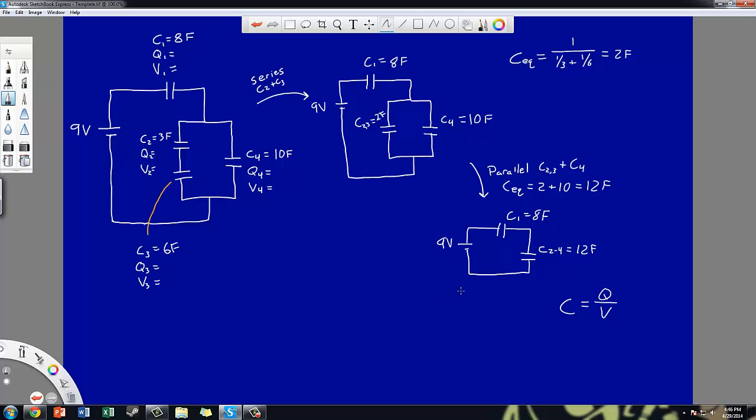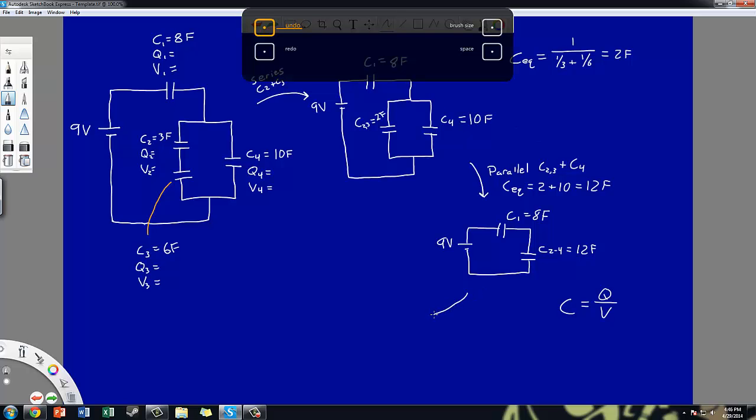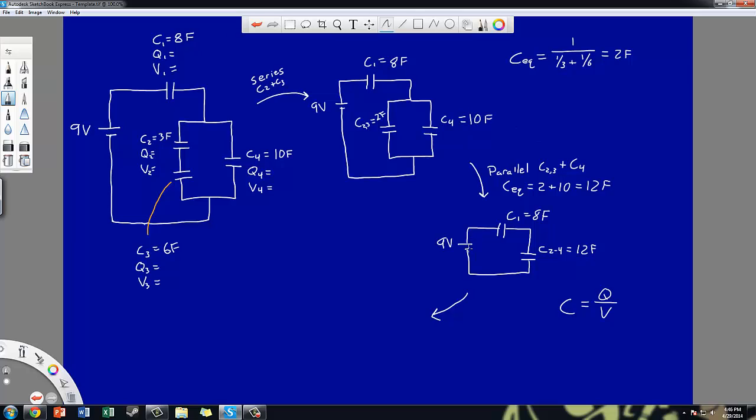So I am going to combine these two now one more time, and in this case I'm identifying it as series. The way that I know that it's series is because if I leave the battery and I trace a path, I have to go through both of these capacitors before I get back to the battery. It's only one loop, so these things must be in series. So I'm going to write out again series, and that is C1 and C2 through 4. These two in combination.